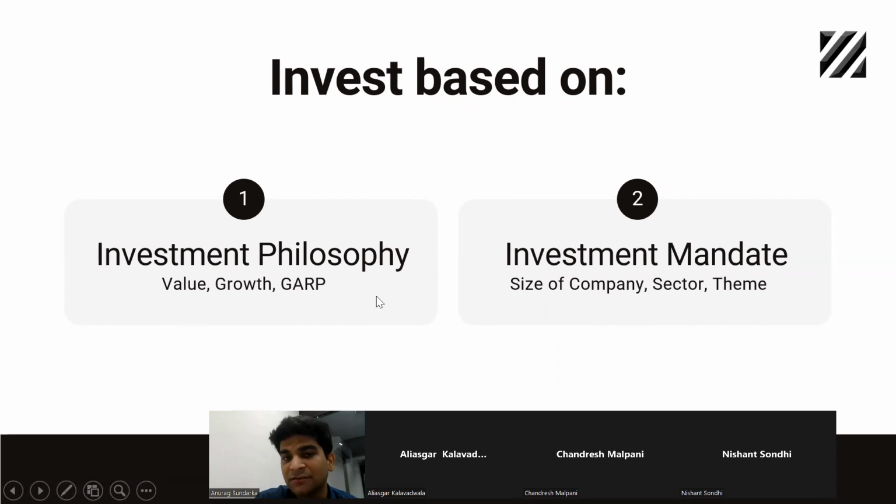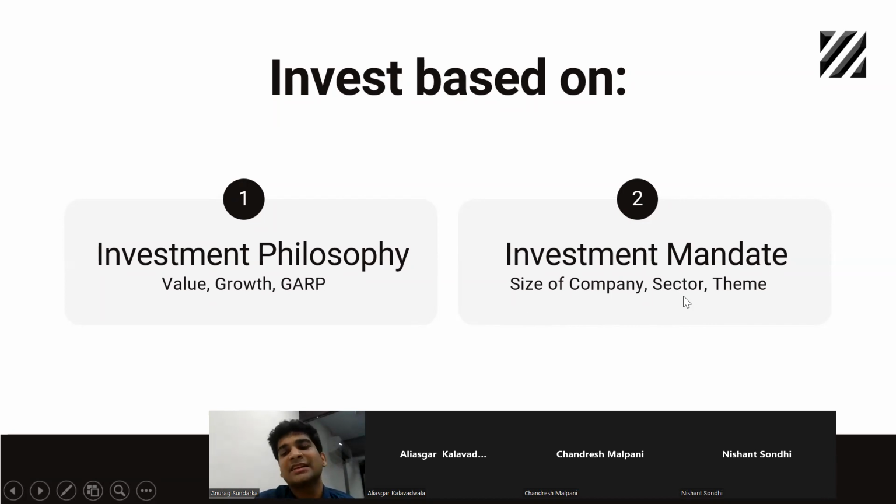Once you have your philosophy, these are your likings and dislikings. Next is your mandate. These are things where, when you work with a firm, you can't go beyond this. This is the legal understanding with the people who have invested money in you, that you can't buy a certain kind of company. You can't buy very small companies. You can't buy very large companies. Let's say it's a mid-cap mutual fund. You can't buy shares of Reliance there.